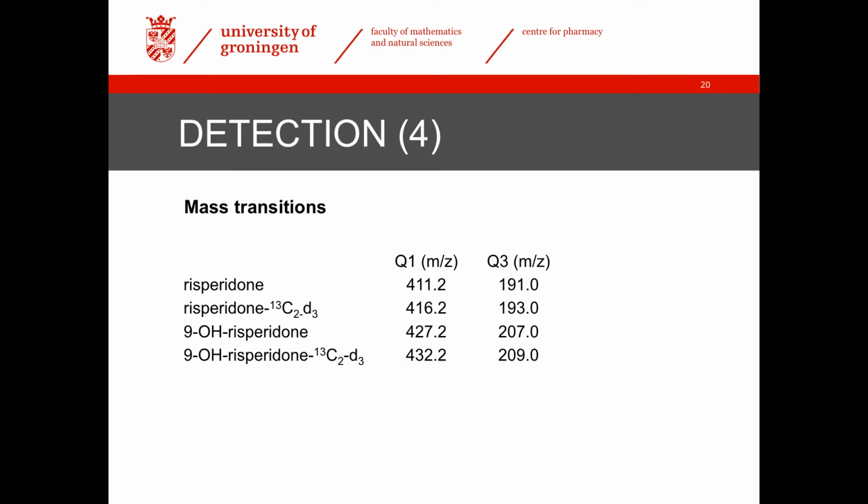For 9-hydroxyrisperidone and its internal standard, we found comparable results. And here is a summary of the applicable mass-to-charge ratios for all 4 compounds for the first and the third quadrupole.